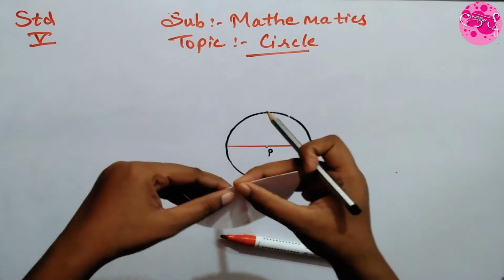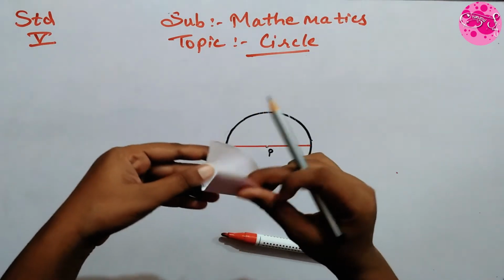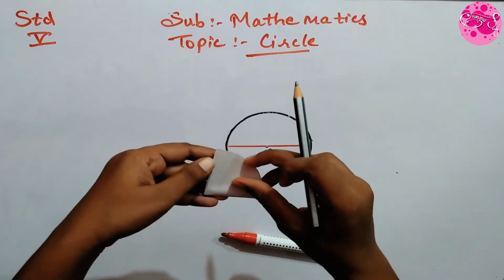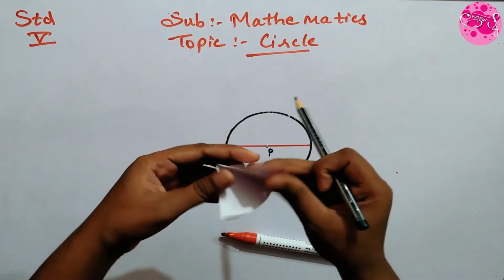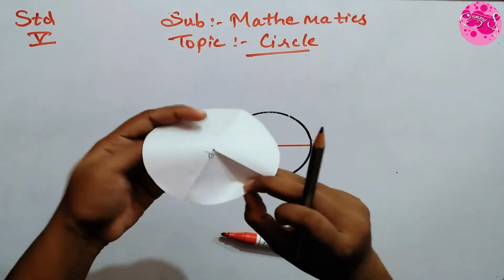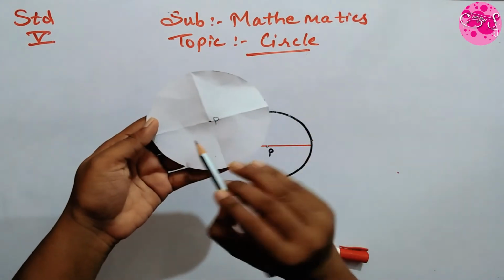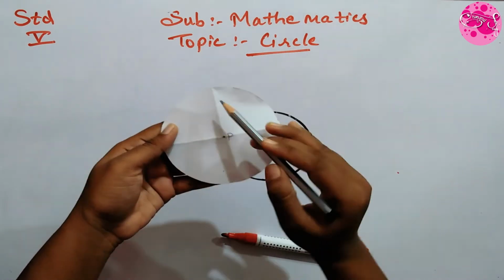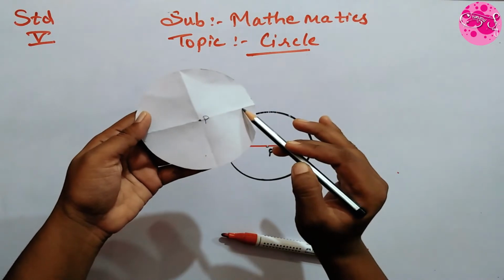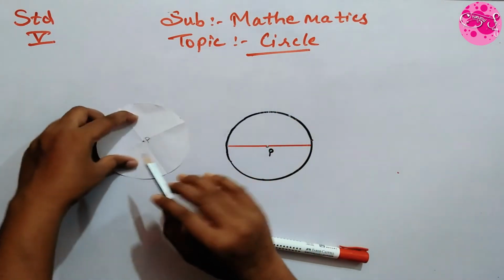Then fold the paper at point P in such a way that point B will fall on point A. Okay. When you open it, you can see the diameter has cut into half. Yes, so here we got the segment PB and segment PA is the radius.